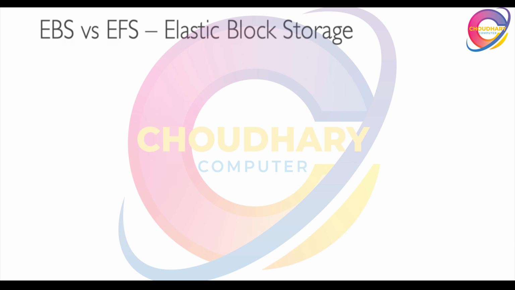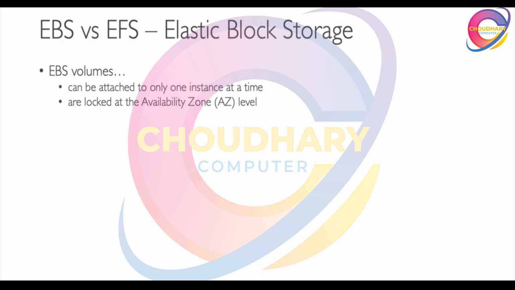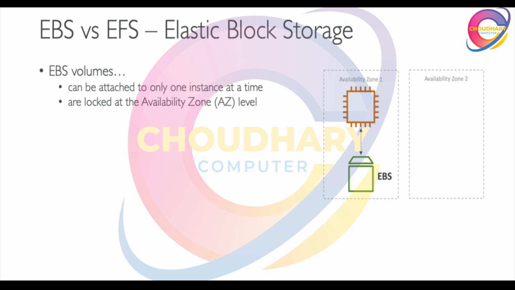So now let's discuss EBS versus EFS. EBS volumes can be attached to only one instance at a time, and they are locked into a specific availability zone. So here's an example. We have our EC2 instance in the first AZ, and the EBS volume, as we can see, really is within that AZ and is only attached to one EC2 instance at a time.